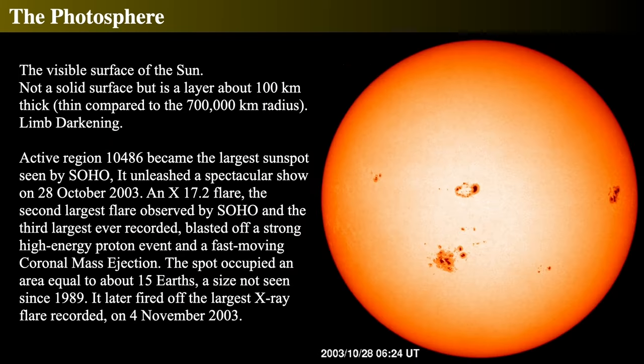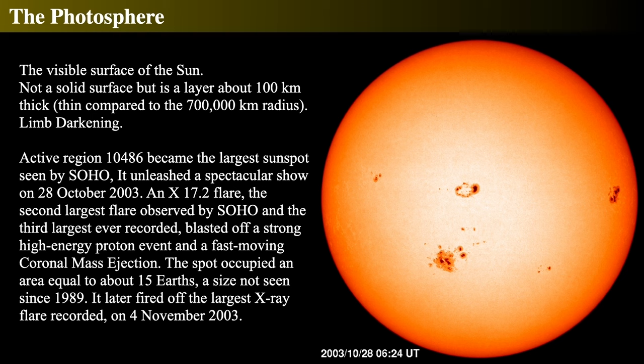So the photosphere is not a visible surface, and since it's about 100 kilometers thick compared to the sun's 700,000 kilometer radius, you can't tell that it's an edge. So that's what we call limb darkening, and this image definitely shows this. This image was taken of an active region, and we can see an enormous active region.